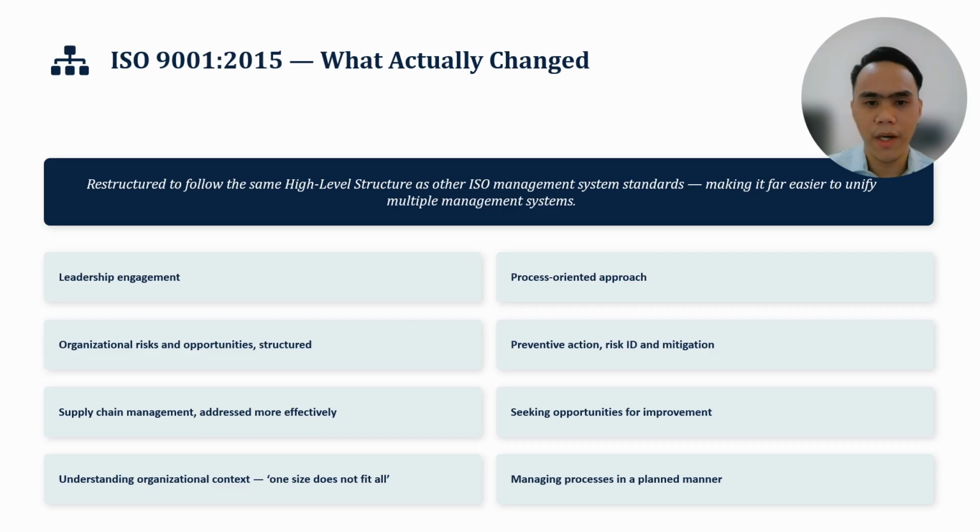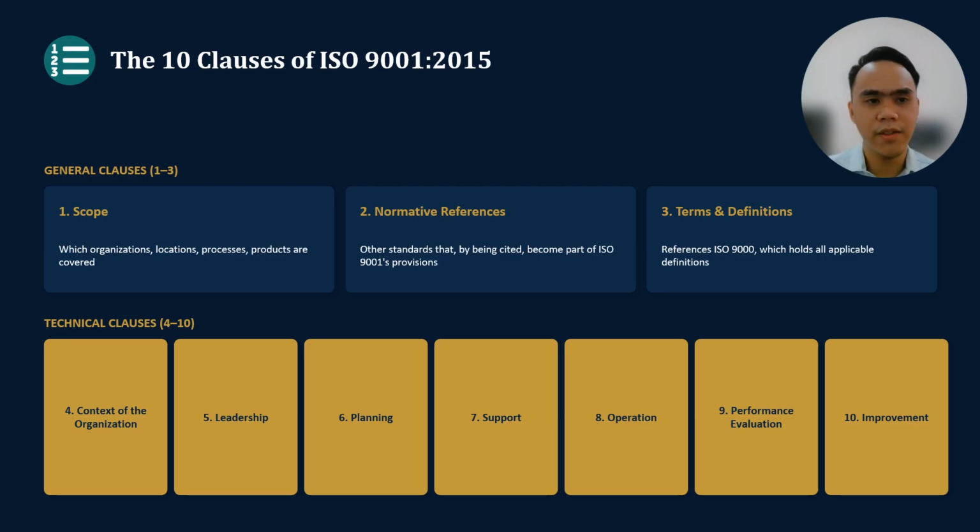For example, "products" became "products and services," and "purchased product" became "externally provided products and services." So these changes were made specifically to improve alignment with other management system standards, reinforcing the same high-level structure goal. So ISO 9001:2015 has 10 major parts or clauses, and it's worth knowing the full structure, since it is generally how the standard itself is organized.